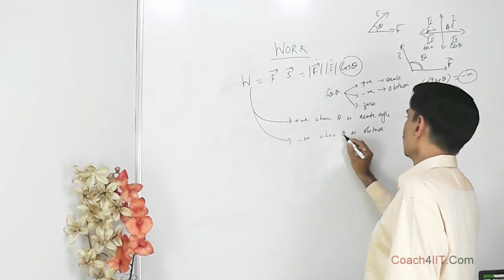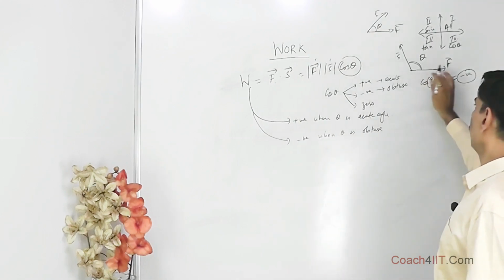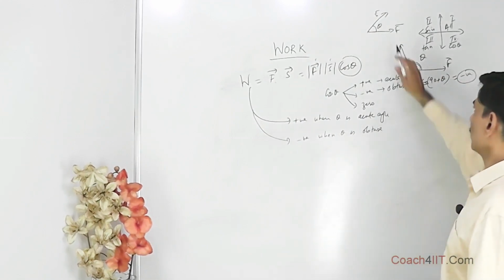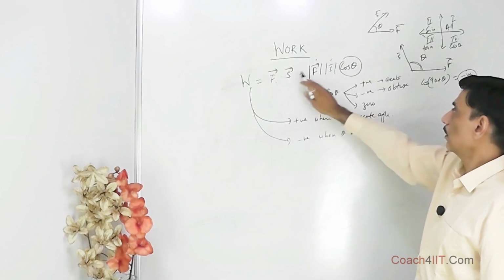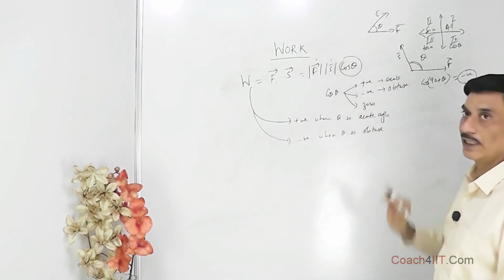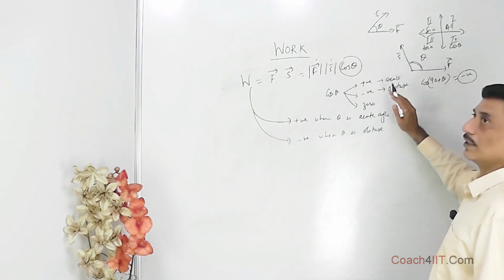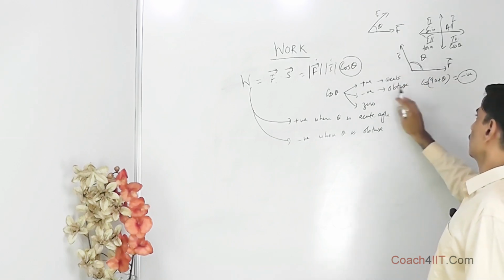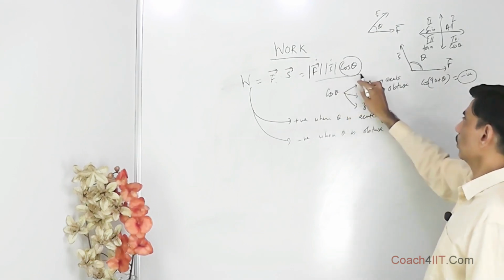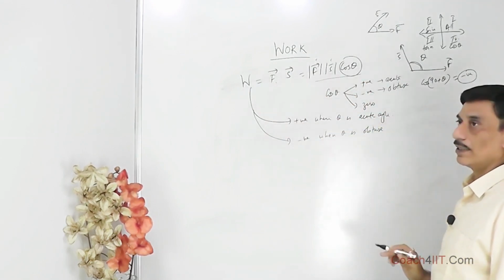And what is theta? Theta is the angle between the force and displacement vector. If it is acute, the work of the force is going to be positive because cos theta is going to be positive. If the angle between force and displacement is more than 90, it is obtuse, then cos theta is going to be negative. As a result, the work is going to be negative.